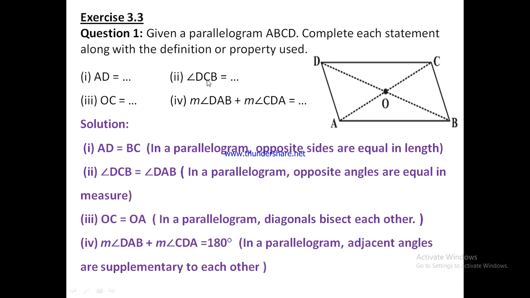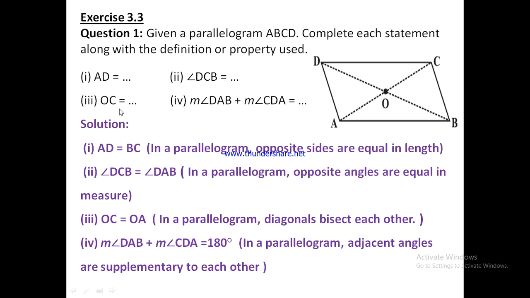Second, angle DCB is equal to angle DAB, this angle, because we know that opposite angles of a parallelogram are equal in measure.